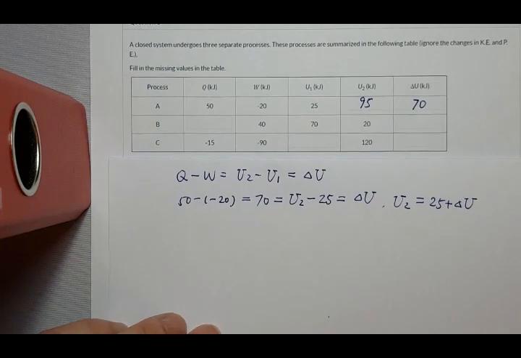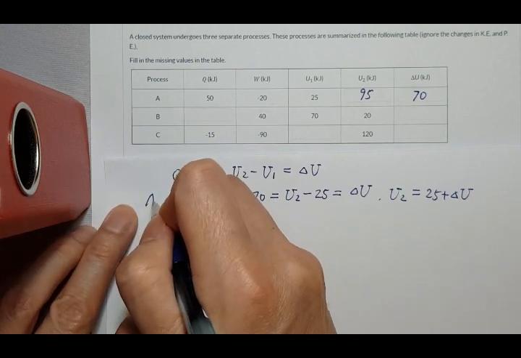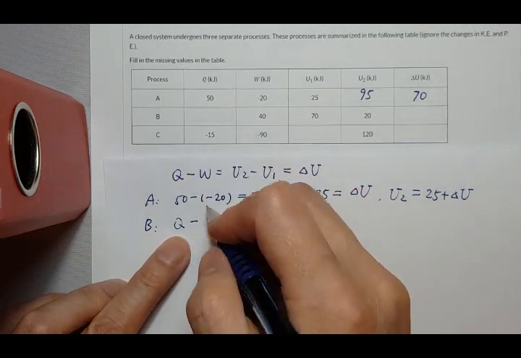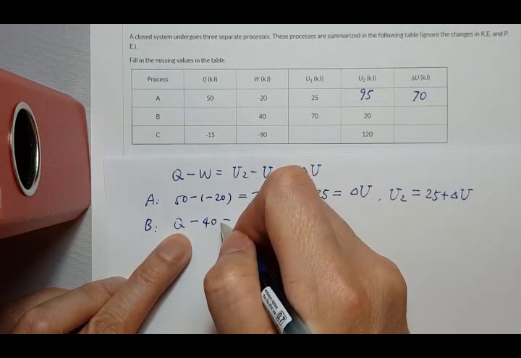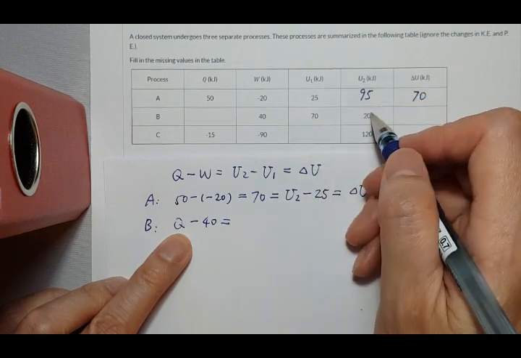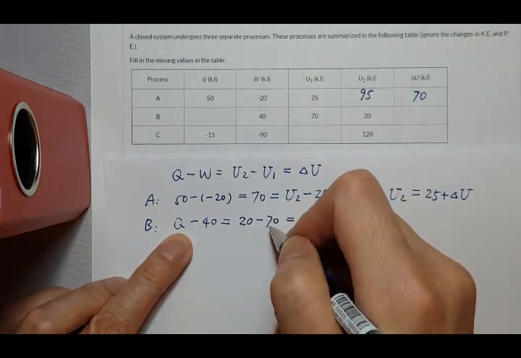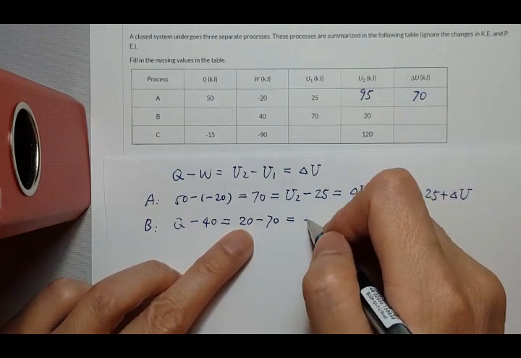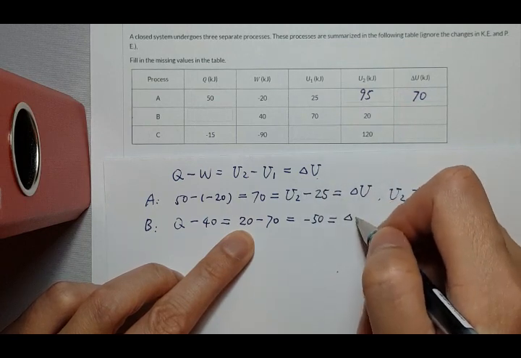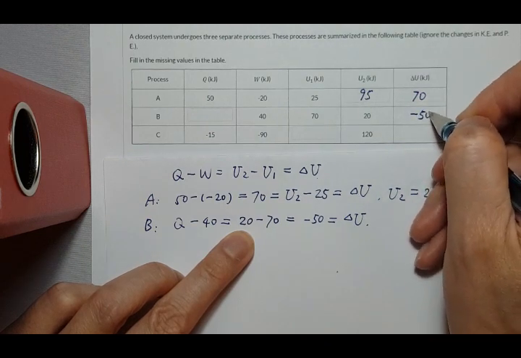Okay, so for the second, in this case Q has not been given. So this is A. Okay, this is B. So now Q has not been given, subtract W, but W is 40, and U2 subtract U1. Okay, not U1 subtract U2. So that's 20 subtract 70 again. So both of these have been given, so you can calculate immediately, which is minus 50, is equal to delta U. So you can see delta U is equal to minus 50. That's why you can put minus 50 here.